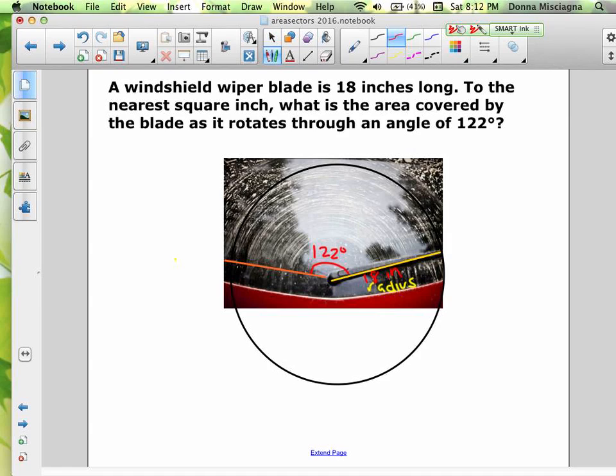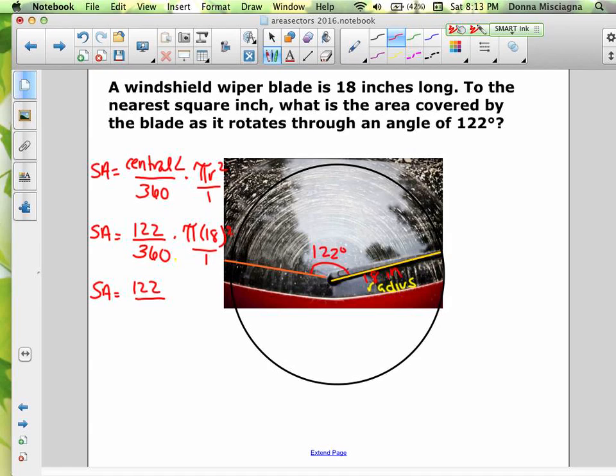So now, remember our formula. The sector area equals central angle over 360 times pi r squared. All right, so we have the central angle, that's 122 degrees. We have the radius, that's 18 inches. All right, so the first thing we want to do is square that 18. So 18 squared is 324.